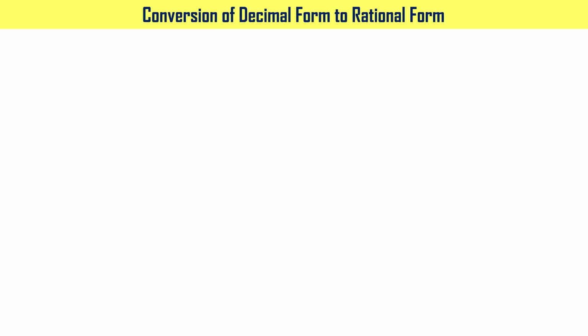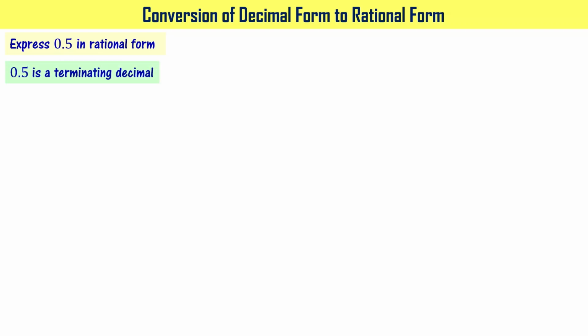Let us now learn about conversion of decimal form to rational form. For that, let us consider an example, 0.5. We want to express 0.5 in the rational form. 0.5 is a terminating decimal, right? Because the expansion stopped after the number 5.